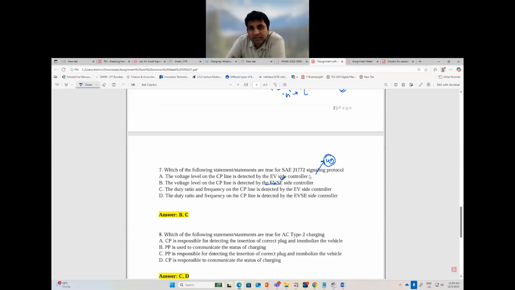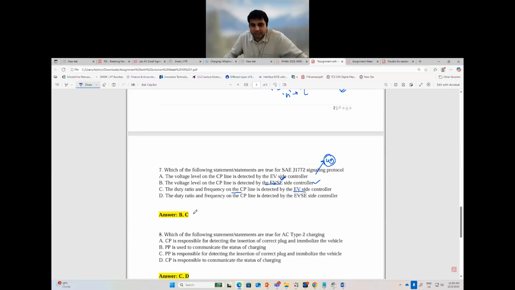So voltage level is detected on the EVSE side for the CP line, and the duty ratio and frequency is detected by the EV, because the duty ratio and frequency of the PWM is inserted by the oscillator which is placed on the EVSE side. So that is why the answer is B and C.